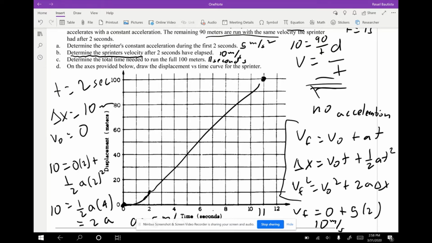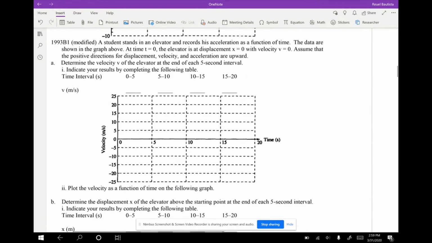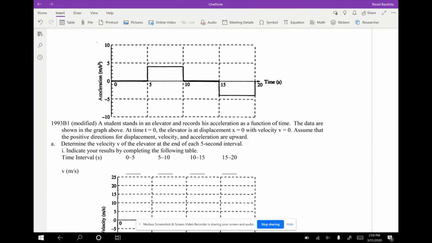Okay, this is a question from 1993 from an AP exam. Here we have a student standing in an elevator who records his acceleration as a function of time. You're going to see in kinematics questions, there are a lot of graphs. The data is shown in the graph above. At time t equals 0, the elevator is at a displacement of x equals 0, and the velocity is v equals 0, meaning at 0 seconds, we're starting from rest.